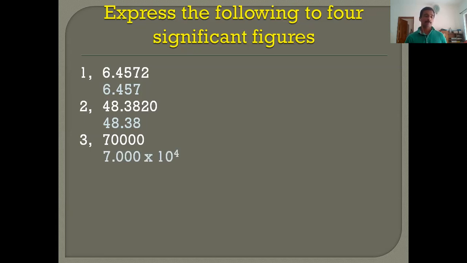Now, there is no change in the value, that is 70,000. But if you calculate the significant figures, only 4 significant figures. Here we can see another one.